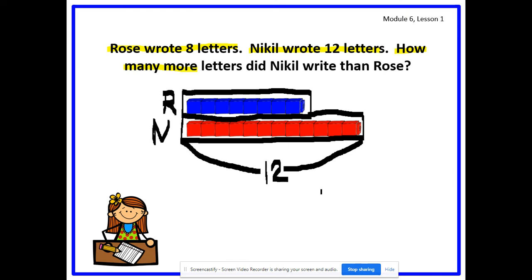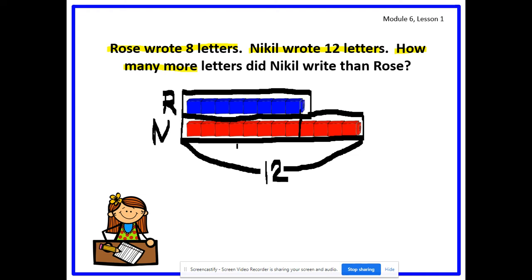So the question says, how many more letters did Nickel write than Rose? So this tape represents 8. So this much of Nickel's tape is also 8. What we're going to do is count 8 for Nickel. So we're going to go 1, 2, 3, 4, 5, 6, 7, 8. And we're going to draw a line right there. Go ahead and draw a line on your paper so that you can have 2 parts in Nickel's tape diagram. And we cut it at 8 because Rose also had 8.